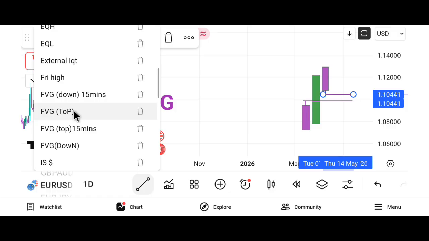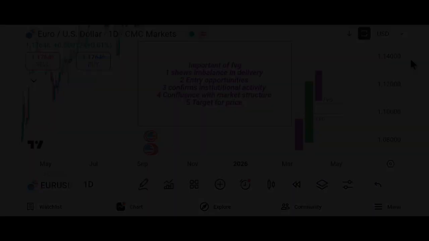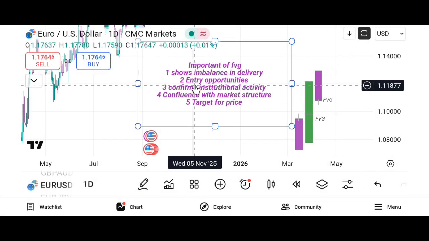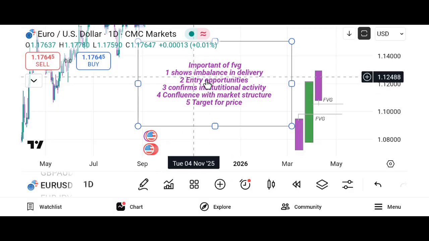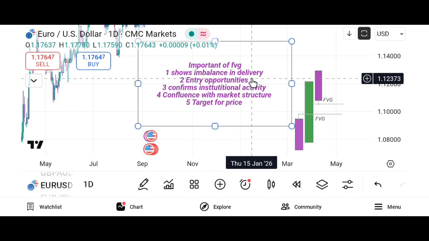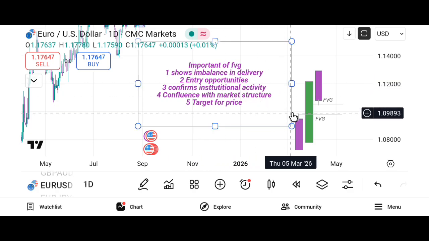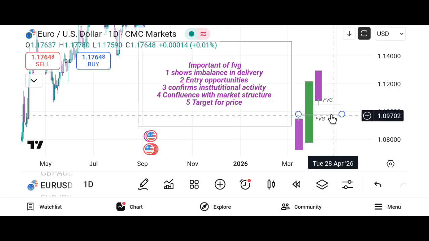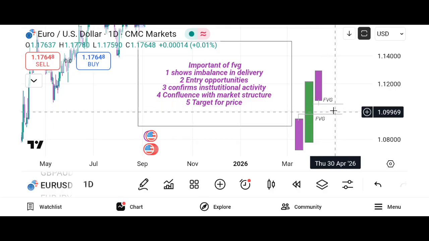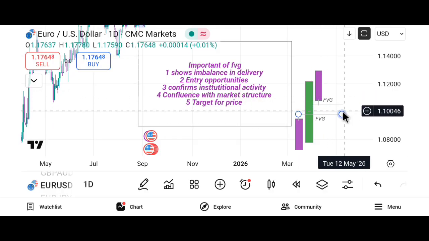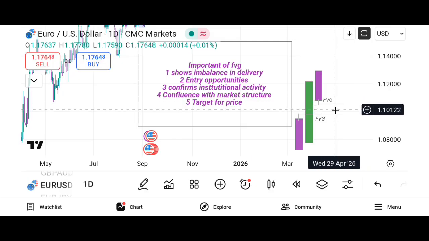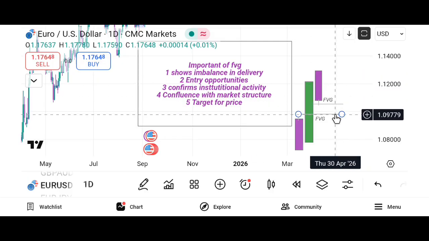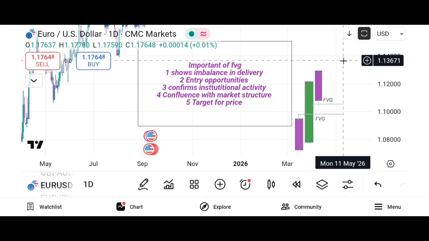So what are the importance of a fair value gap? Fair value gap shows imbalance in delivery. Market likes inefficiency. When there is imbalance, price often comes back to refill it, to rebalance it. As a matter of fact, price is actually rebalancing an imbalance or is drawing to a liquidity.